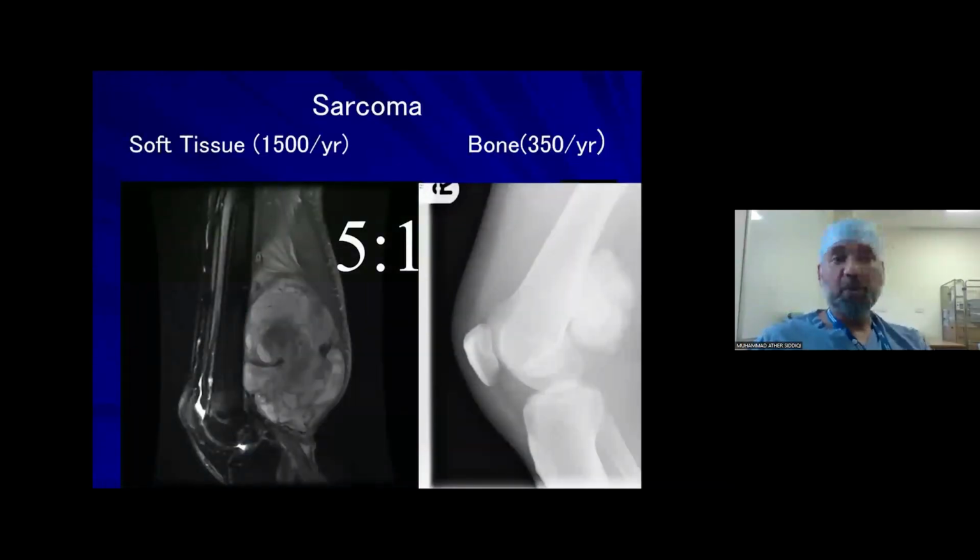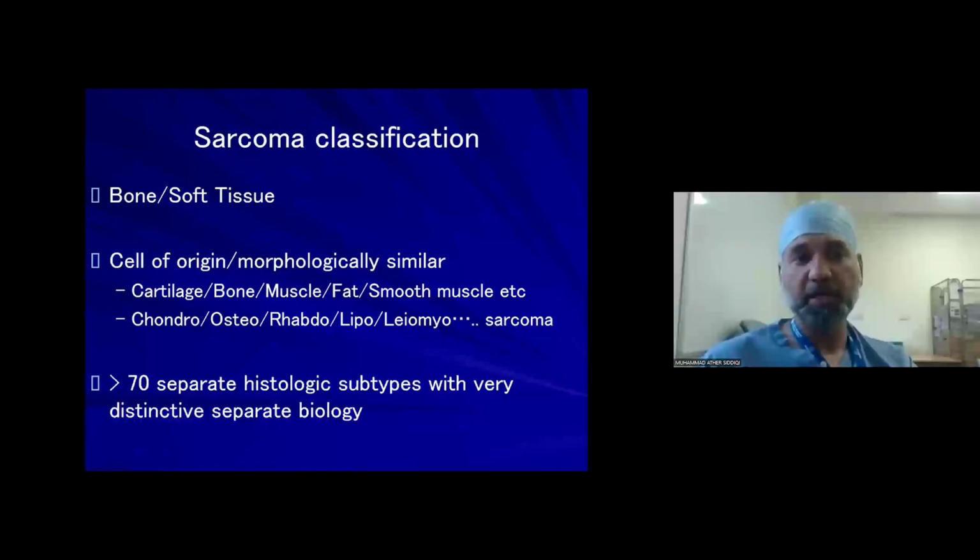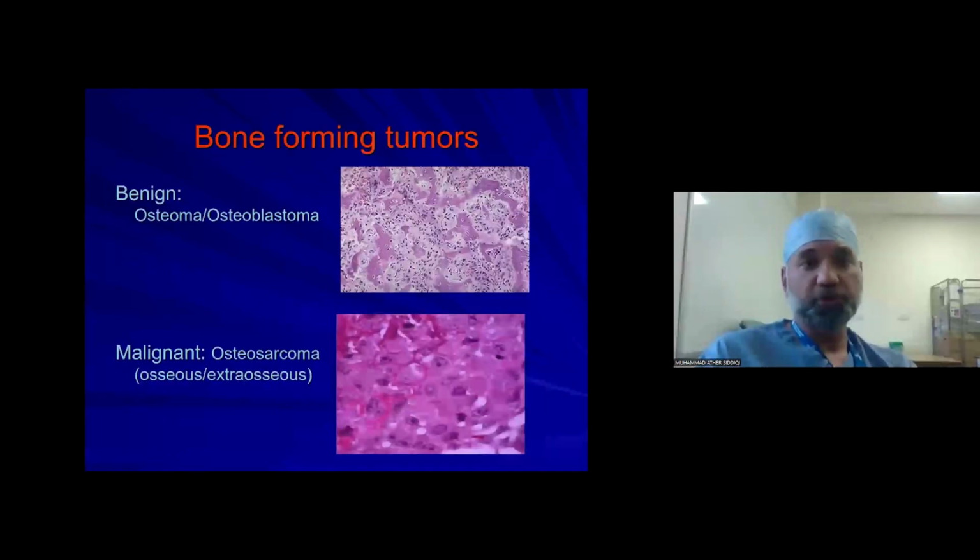So, as I said, soft tissue sarcomas are 5 times as common as primary bone tumors, and that's reflected in how many centers we have around the country with the problem. For bone sarcomas, it will depend on the type of tissue that the sarcoma will be producing. It could be cartilage-producing tumors, bone-producing tumors. Obviously, you can then have muscle tumors when it comes to soft tissue sarcomas, fat tumors, and then smooth muscle tumors, and obviously the names go with chondro, osteo, rhabdo, lipo, and leiomyo when it comes to smooth muscle. I'm pretty sure all of you know that nomenclature. But every tumor type has got a separate biology, and that's why we are so dependent on histology to guide us.